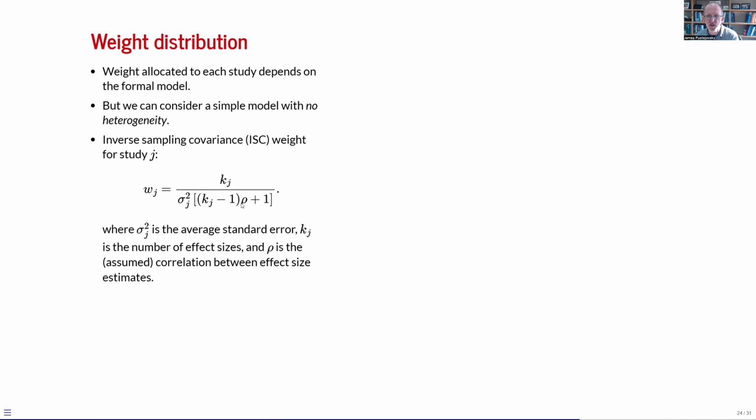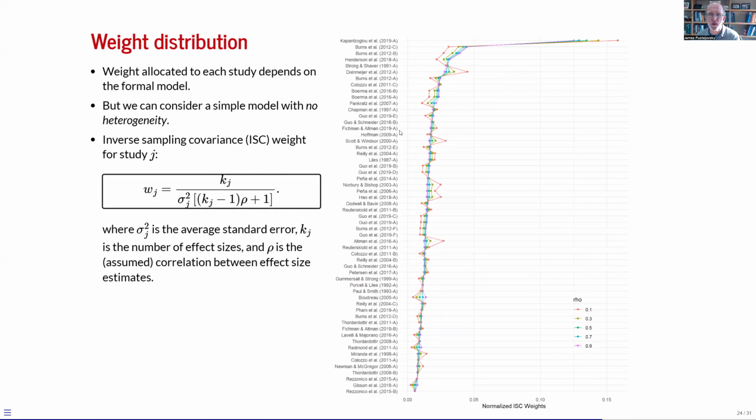Oftentimes we just have to make an assumption about this correlation, and we might wiggle it up and down. But we can compute these weights for a couple of different correlations, and then see what the implication is for which studies get a lot of weight and which studies get less weight. Here I've plotted this for the narrative assessments review, and the different colors correspond to different assumptions about the correlation.